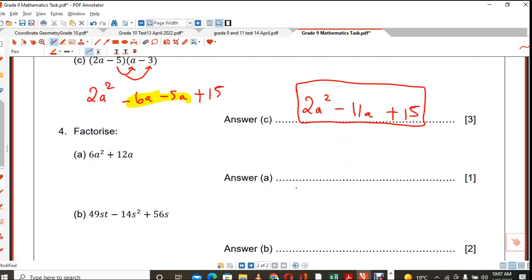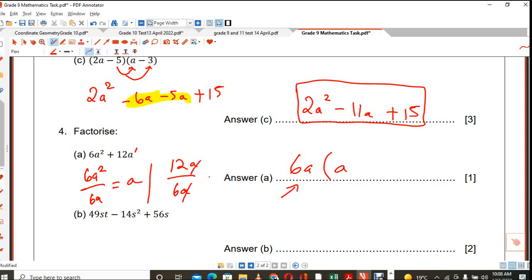Factorize, now it means you must introduce brackets. What is the highest common factor of 6 and 12? What is the highest common factor of a squared and a? It's always the one with the smallest power. And inside the bracket, 6a goes how many times? So you say 6a squared, you divide it by 6a, you'll only be left with a. You understand? So inside here, there will be an a. Again, you do the same. 12a divided by 6a, you are going to get plus 2. The a's cancel, right? So how do you check? You check by multiplying back, see if you are getting that statement. So it was just 1 mark.